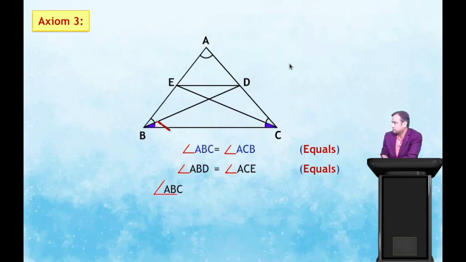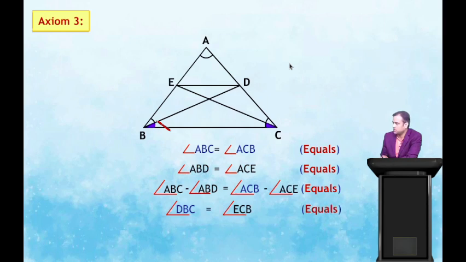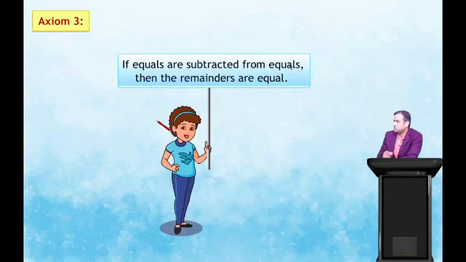And if we subtract both of them, we again get the equals. Then angle DBC is equal to angle ECB. So this is another axiom or statement. If equals are subtracted from equals, then the remainders are equal. Okay, and it can be applied on geometry also.